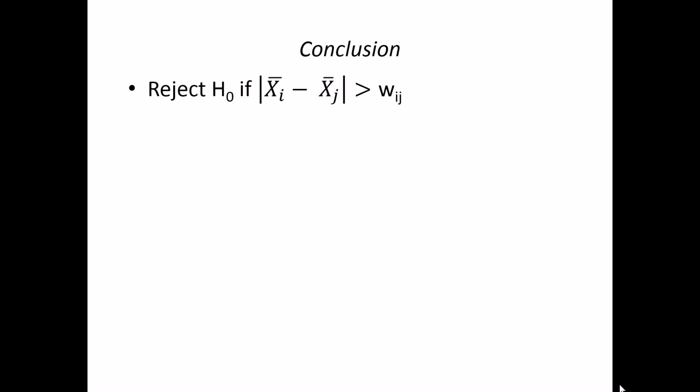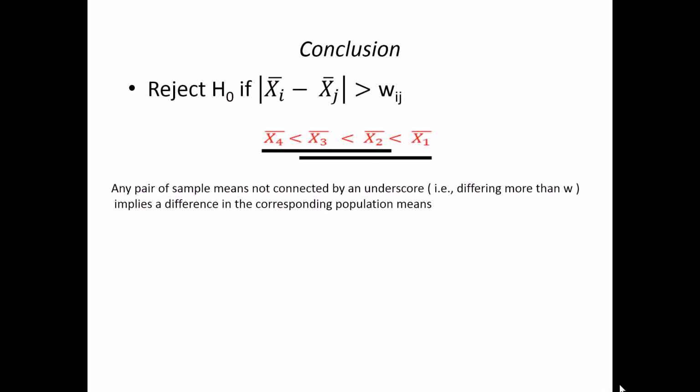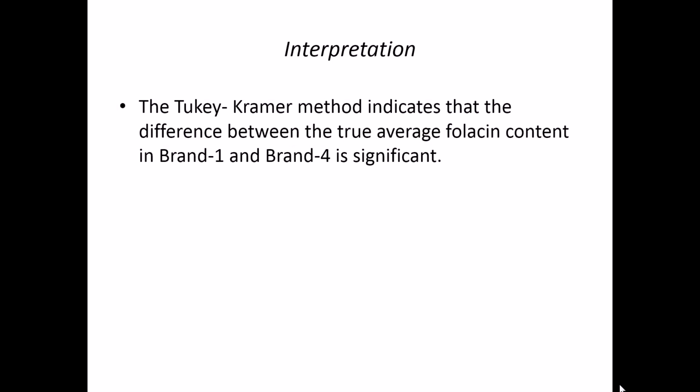Conclusion is we reject H0 if the difference in the sample mean is greater than the critical range. So from this underscore pattern we can find that x4 bar is not connected with x1 bar. So any pair of sample means not connected by an underscore, that is differing more than the critical range, implies a difference in the corresponding population means. Therefore the interpretation is that the Tukey Kramer method indicates that the difference between the true average Fallacian content in brand 1 and brand 4 is significant.